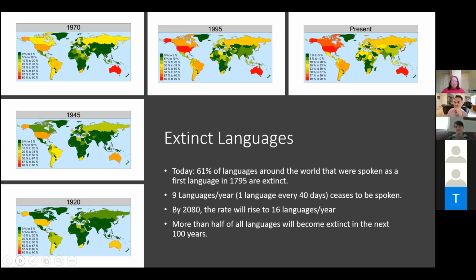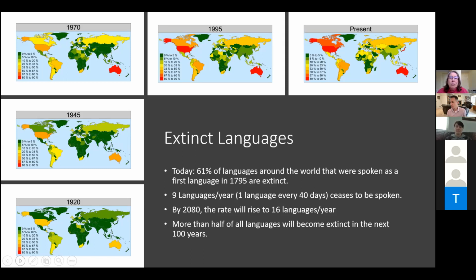if we look at these stats here on the slide. Today, 61% of languages around the world that were spoken as a first language in 1795 are gone, they're extinct, 61%. Nine languages a year are lost. That's one every 40 days. By 2080, the rate will go to 16 languages per year. So in the next 100 years, more than half of all languages that we've ever known will be gone.